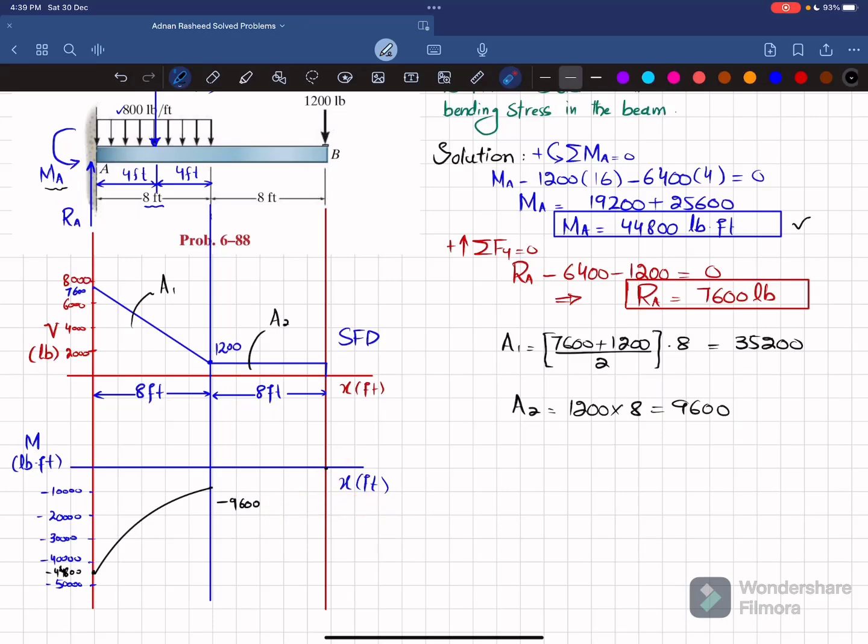Clear? Now you can see that the shear force is a horizontal line with 0 degree and this is positive area. So the bending moment will be 1 degree higher. It will be a linear line and the slope will be increasing. So we will join these 2 points using a straight line. So this is your bending moment diagram for this beam.